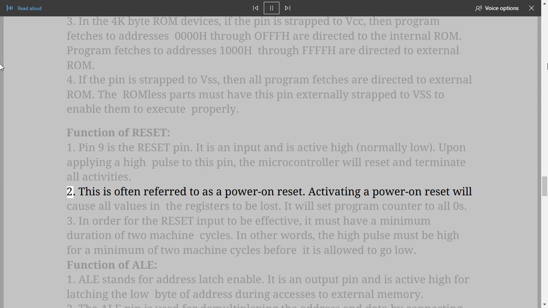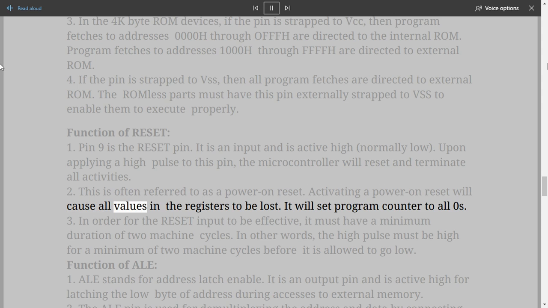2. This is often referred to as a power-on reset. Activating a power-on reset will cause all values in the registers to be lost. It will set the program counter to all zeros.